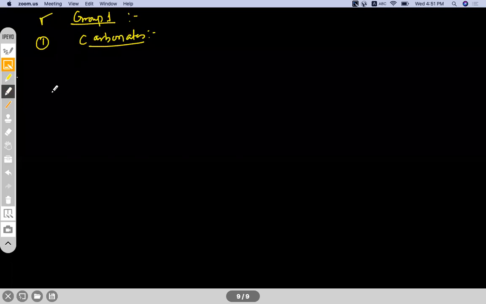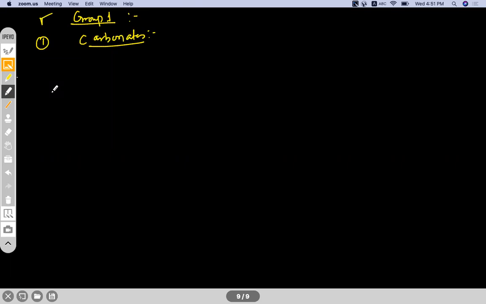So obviously, what is the reagent we are using here? Dilute HCl and dilute H2SO4. I'm not giving you the theory over here, like it reacts with dilute HCl and all. I'm not giving you that. Simply see the reaction.